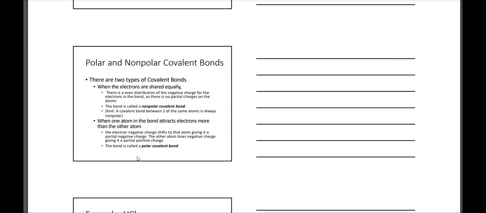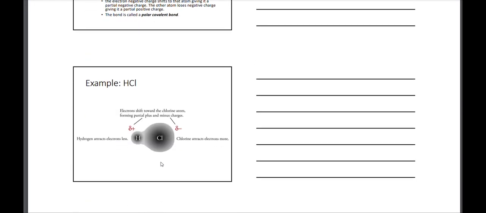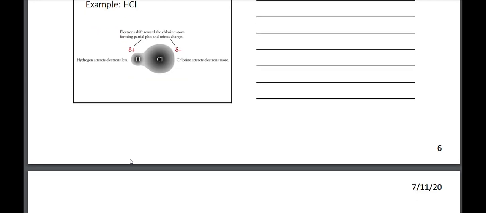So we have two kinds of covalent bonds: the polar and the nonpolar. The nonpolar is when we have two atoms of the same kind bonded together, something like hydrogen, oxygen, or nitrogen. And the polar is when we have two atoms with different electronegativity, different electron affinity, that results in more electron density on one side than the other, resulting in a partial negative charge on one side and a partial positive charge on the other side, the side that has less electron density.